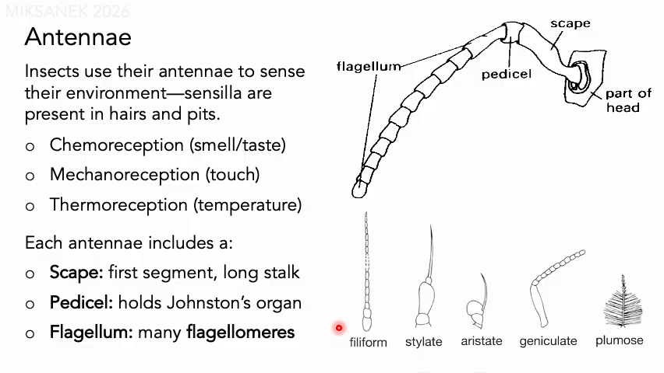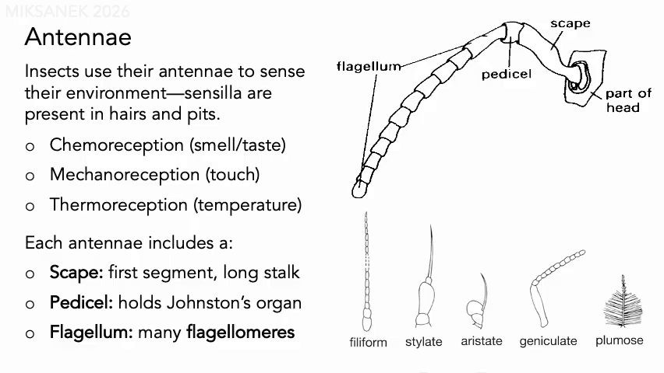Now, in this picture, we see many segments of relatively equal, almost roundish segments. Hemiptera, our true bugs, also have filiform antennae, but they often have a few elongate segments. So they may only have 4 or 5 segments in the flagellum, but these segments are going to be very long individually.